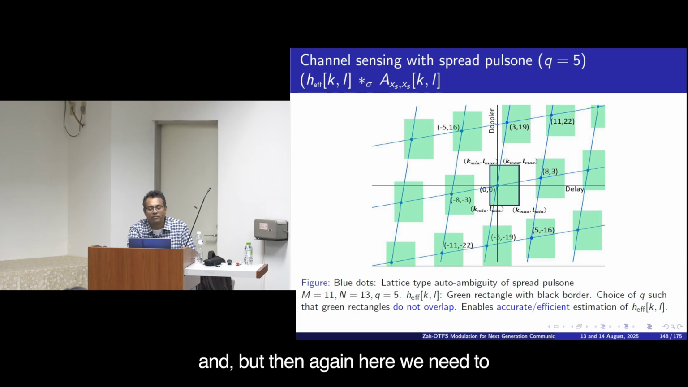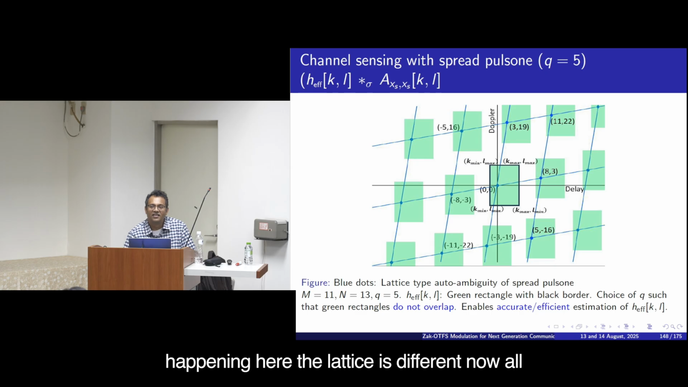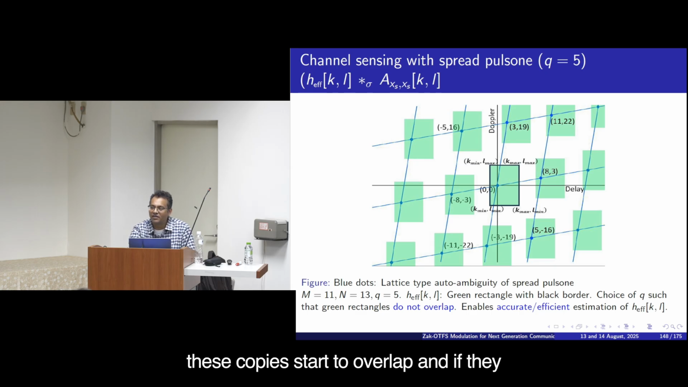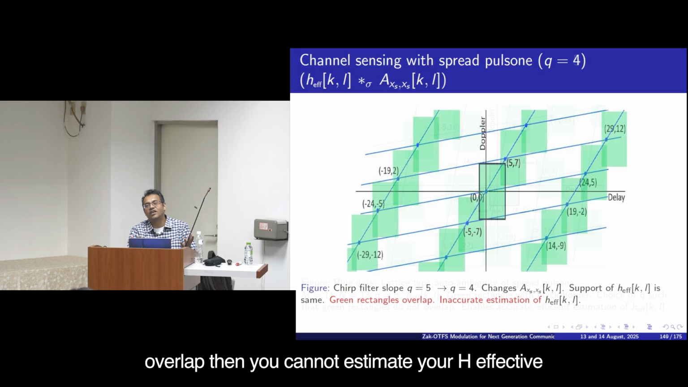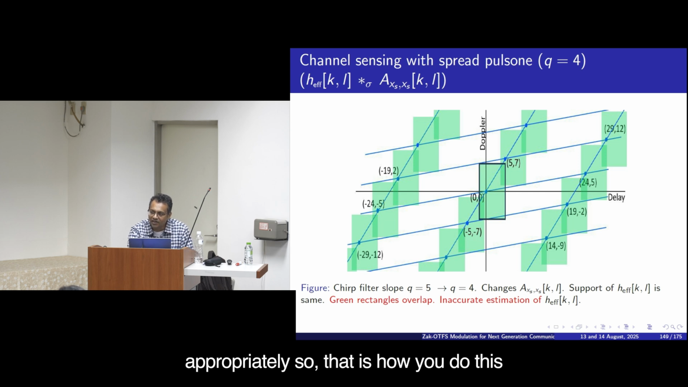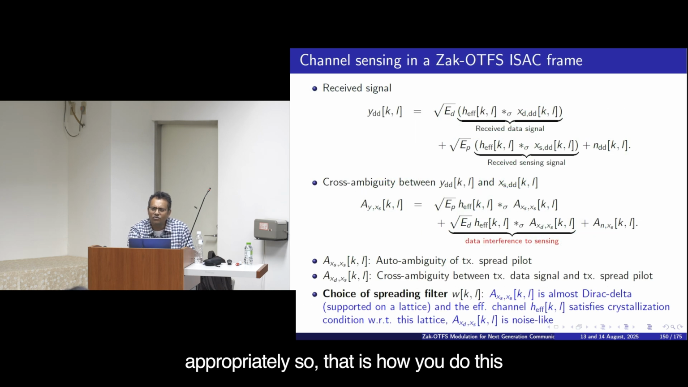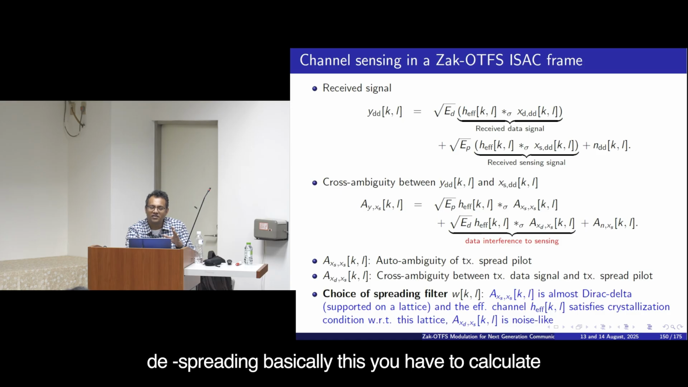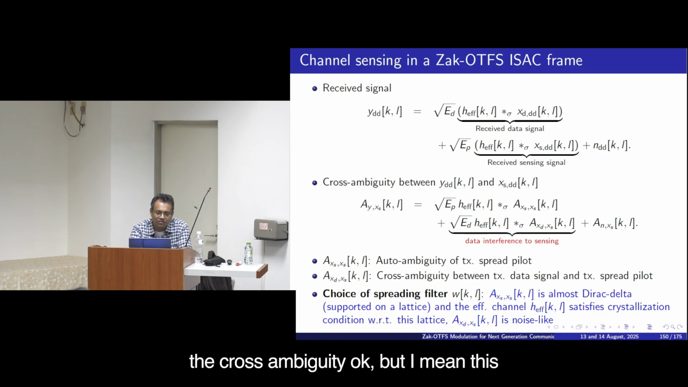But here we need to choose a proper value of Q, where here it is 5. If you choose Q equal to 4, you see the problem. The lattice is different. Now all these copies start to overlap, and if they overlap then you cannot estimate your H effective. So you have to choose your Q appropriately. That is how you do this de-spreading; basically you have to calculate the cross ambiguity.